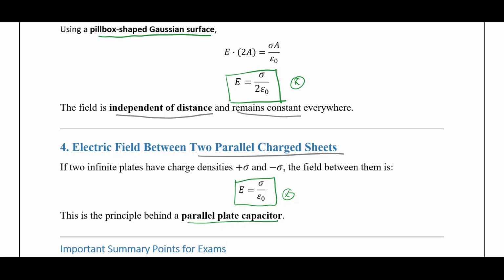Next we will take up Coulomb's law. In the upcoming classes we will move on to the next topic.